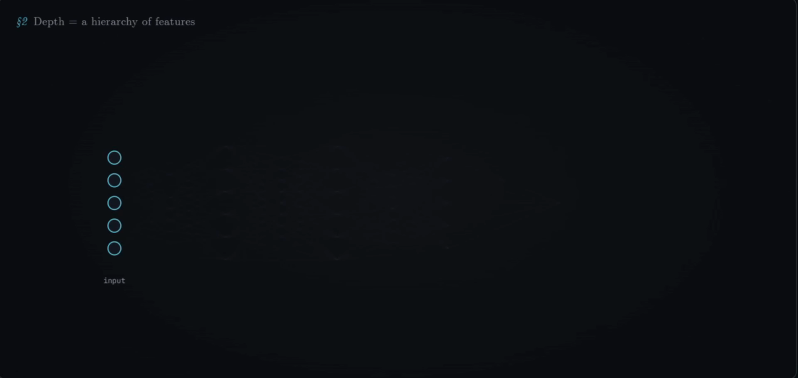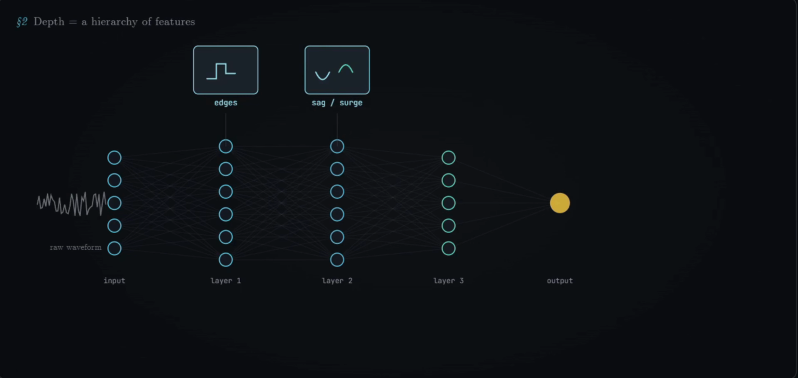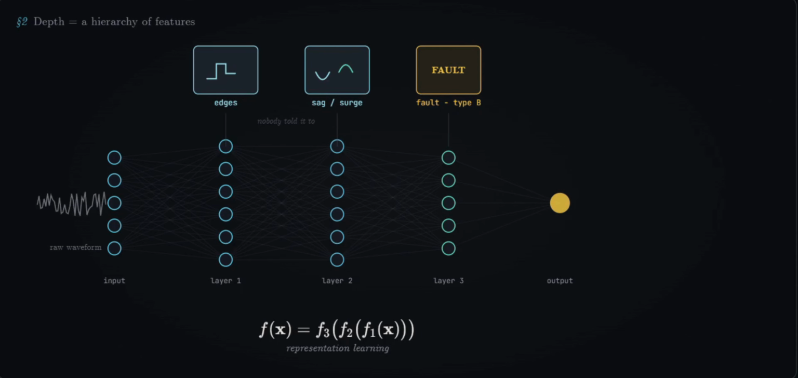Here's the idea worth slowing down for. As you can see on the screen, early layers learn simple things, later layers stack those into complex things. Feed in raw waveforms, and the first layer learns to notice edges, like sharp changes. The next combines edges into shapes, a sag here, a surge here. The layer after learns that the shape is a fault. And nobody programmed any of it. The network discovered those features on its own. That is called representation learning. The model builds its own vocabulary for the problem.